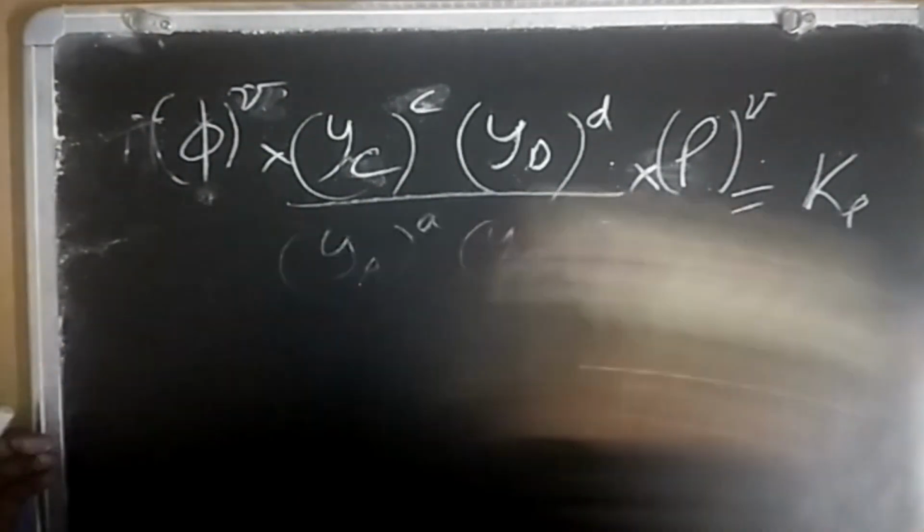Now remember one thing, that Kp doesn't depend on pressure. However, in the equation it was P to the power v, but it doesn't depend on pressure because we have epsilon also. So if our pressure changes, epsilon will change in a way that the effects cancel out each other. So Kp doesn't depend on the pressure.